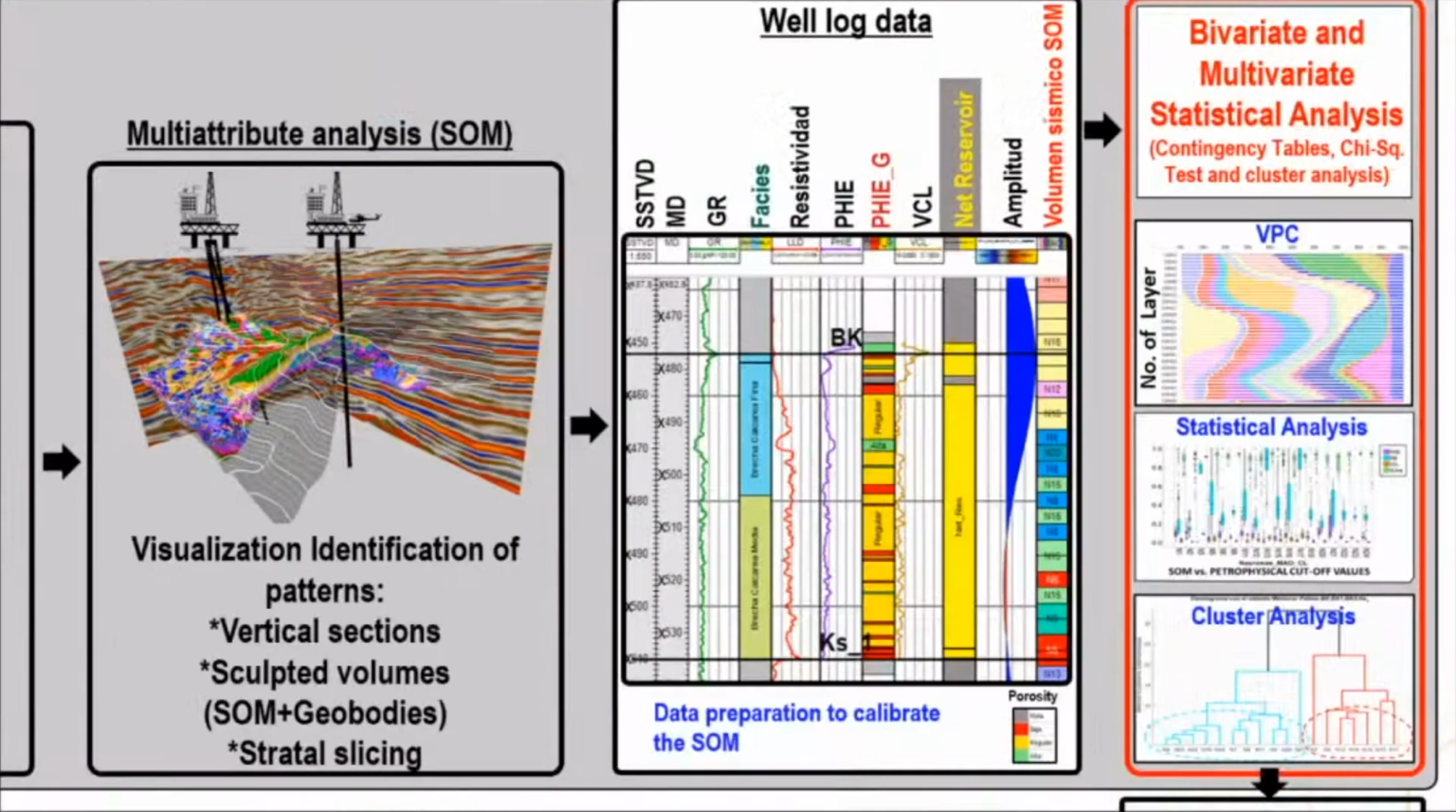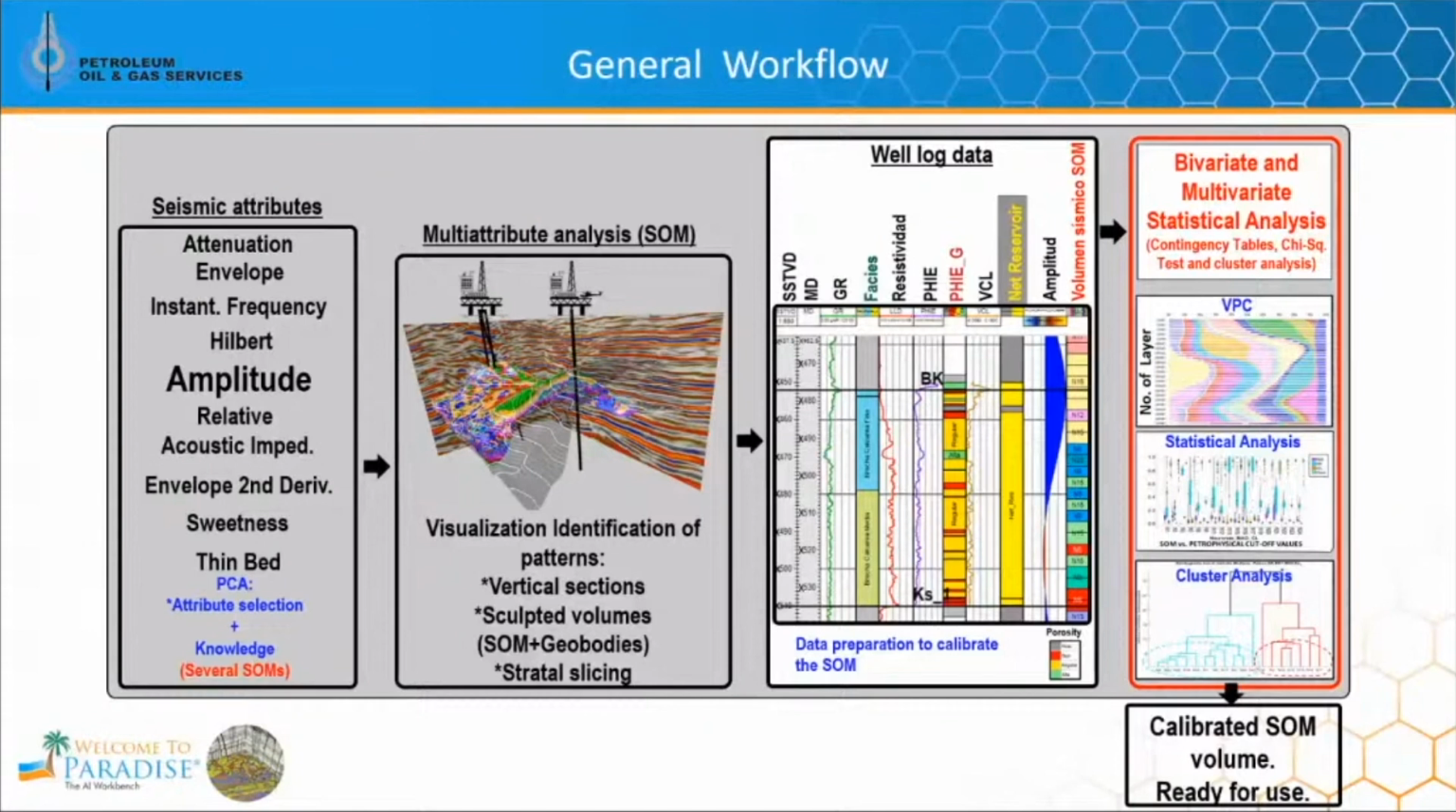The next step is to prepare the data to do this calibration using bivariate and multivariate statistical analysis. It means contingency tables, chi-square test, cluster analysis, and the review of the petrophysical properties. So at the end, we will have a calibrated SOM volume that could be ready for use.